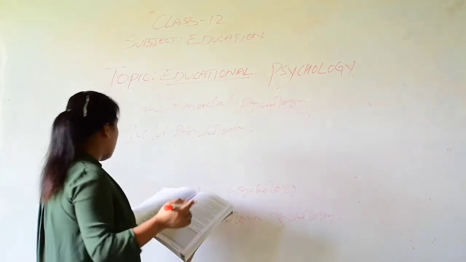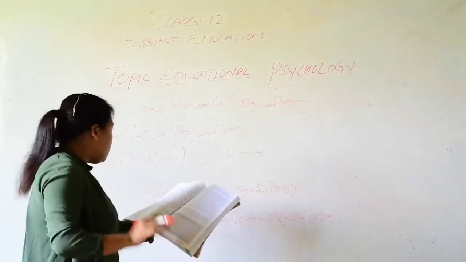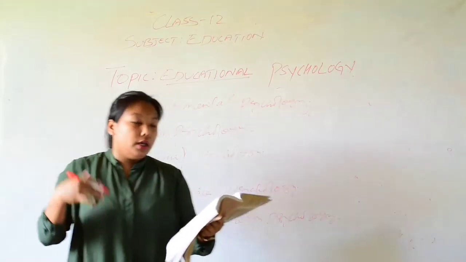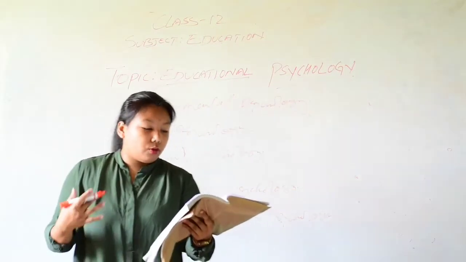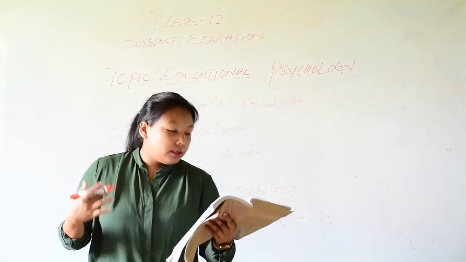The seventh point is adolescent psychology. Adolescent psychology tries to understand the process of growth and development during adolescence.